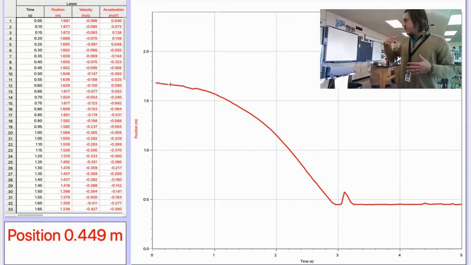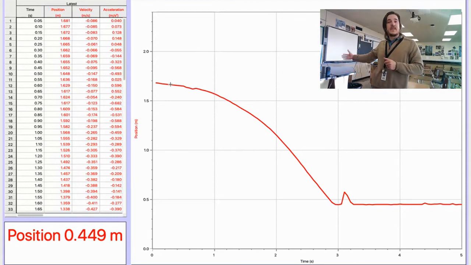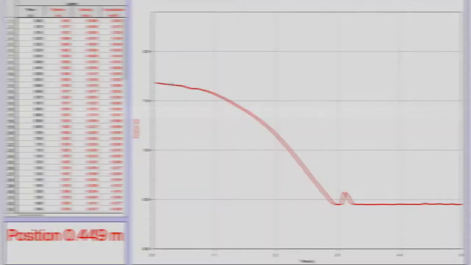So for the last one, you can probably guess what we're going to do. I'll be moving towards the motion detector again, but this time I'll be starting fast and then slowing down as I get closer to it. Go ahead and make your predictions as for what you think that's going to look like.